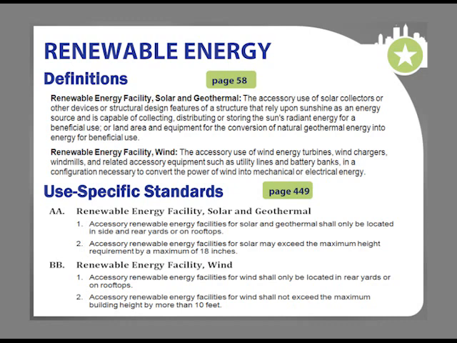For the wind facilities, again, they must be located in the rear yard or on a rooftop. If they're located on a rooftop, these wind facilities, the wind turbines, may exceed the maximum building height by no more than 10 feet. These are relatively small structures, and so they do need to be in the wind, so we do allow them to extend above the maximum allowable building height.